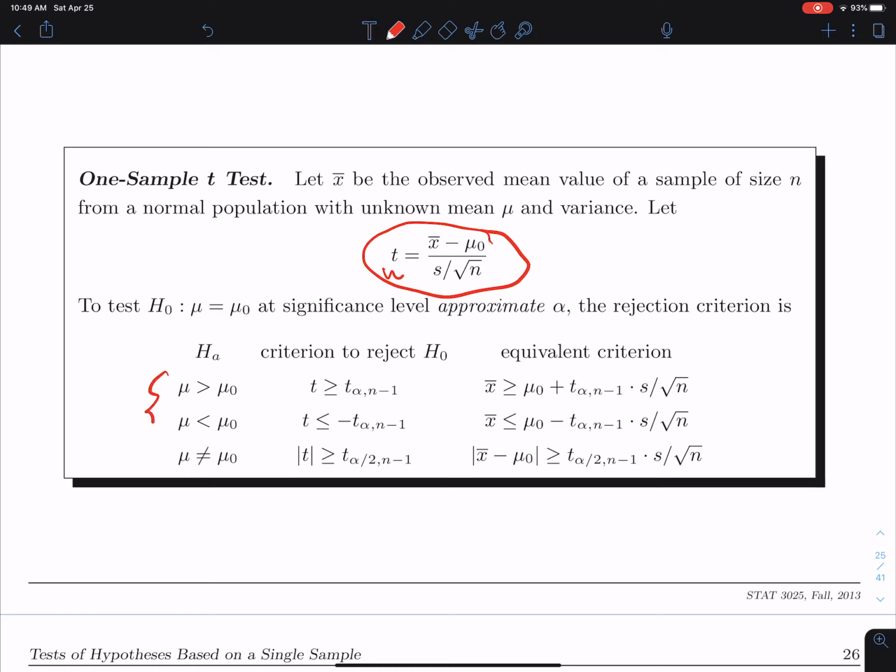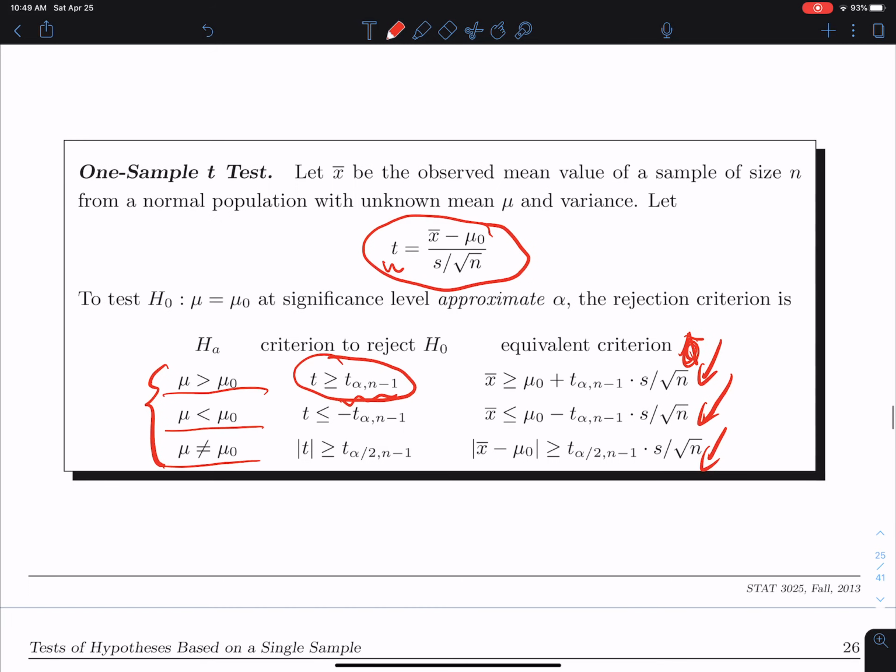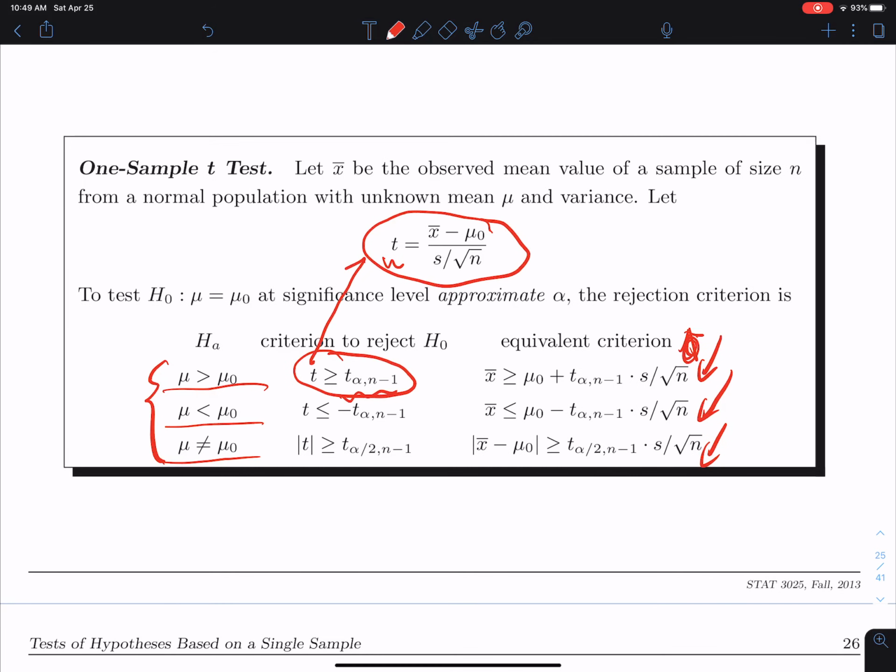And just as before, we have those three kinds of alternative hypotheses. By looking at the three hypotheses, we plug in the numbers into those three inequalities, and then we reject according to the comparison of this t value and the critical value. So this t is calculated from here.